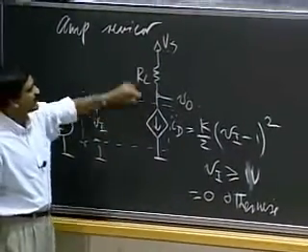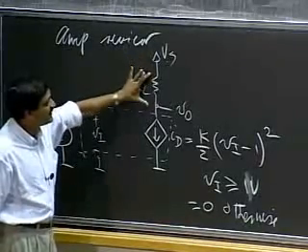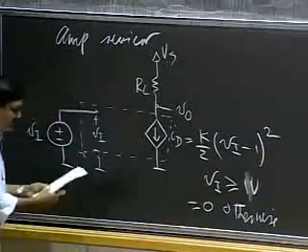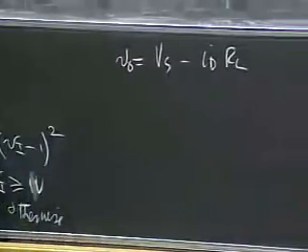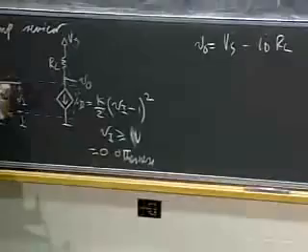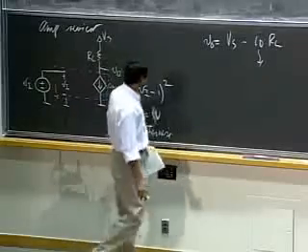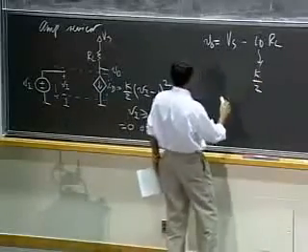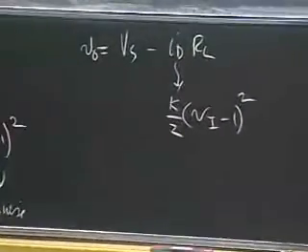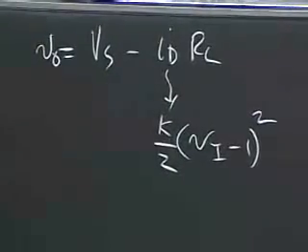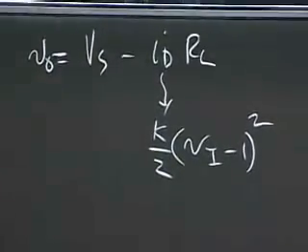So V naught is simply VS minus the drop across this resistor. It's VS minus the drop across this resistor that gives me V naught. And the drop across the resistor is simply ID RL. ID is the current here, and that's the drop across the resistor. I could get the explicit relationship of VO versus VI by substituting for ID as VI minus 1 whole squared. So VO relates to VI in the following manner. Nothing new so far, pretty much reviewed what we did the last time.